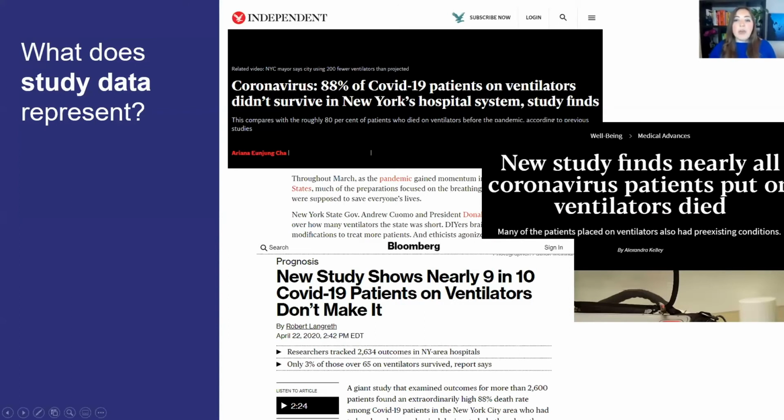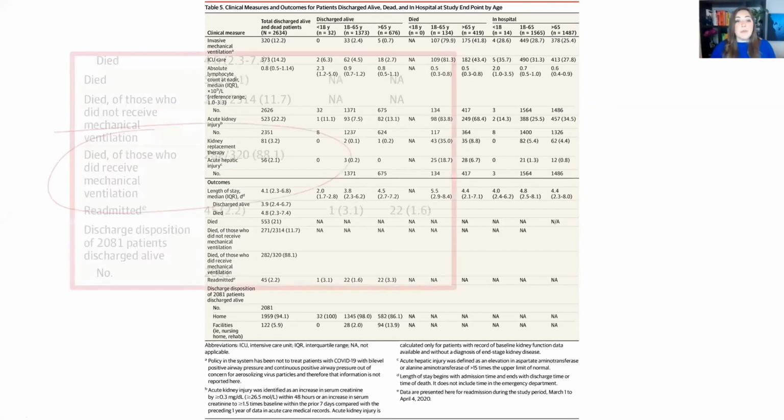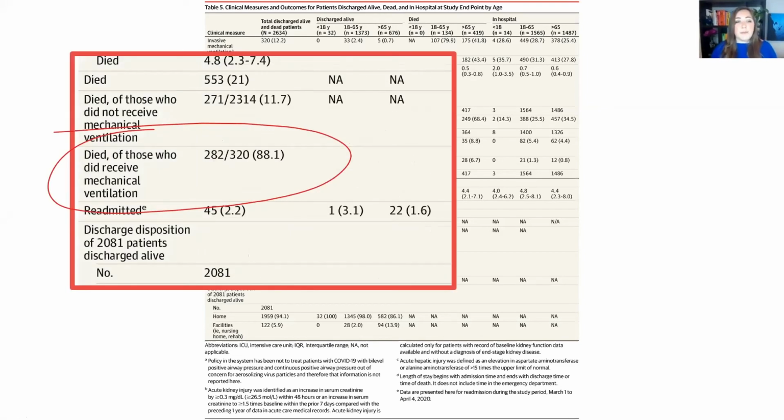Now, if we go back to the actual study and go back to the table that's in JAMA, the Journal of the American Medical Association, a reputable journal that I would trust their information, and we dig in, we find that that 88% number is here. Patients who died of those who did receive mechanical ventilation. The issue we have, though, is that the denominator is flawed. That 320 cases does not represent people who are still in hospital on ventilators and presumably alive.